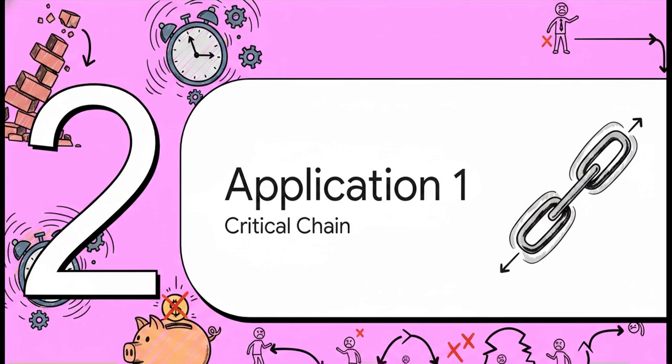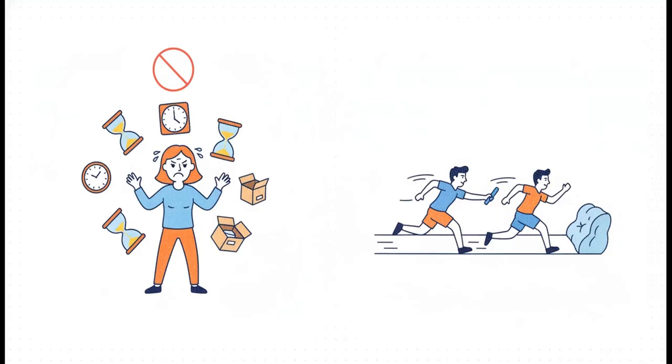Now let's look at some real-world applications. Application number 1, fixing projects using the critical chain method. We all know traditional projects constantly run late, right? It's usually because of multitasking and padded time estimates that just end up getting wasted anyway. Well, Critical Chain completely changes the game with a relay runner approach.